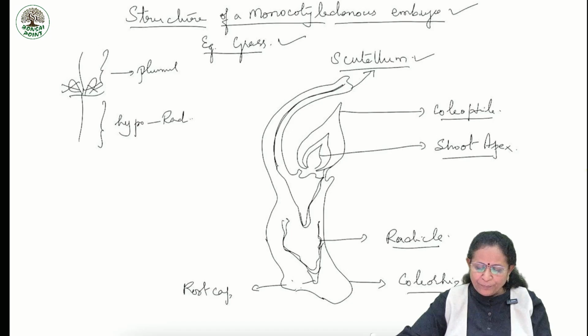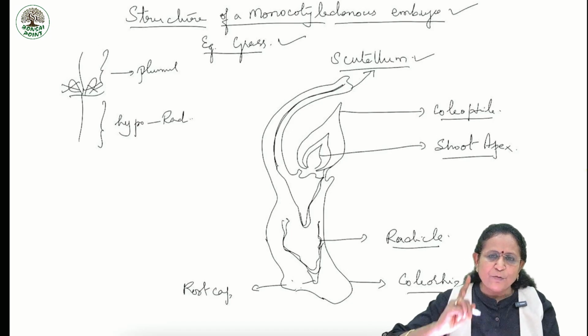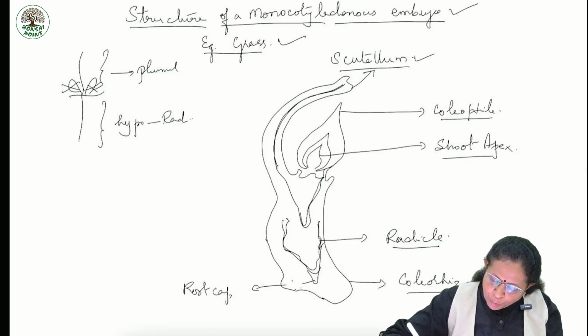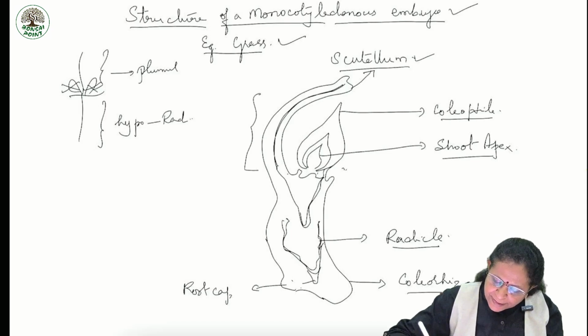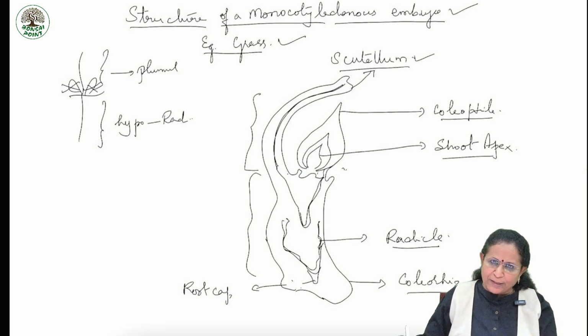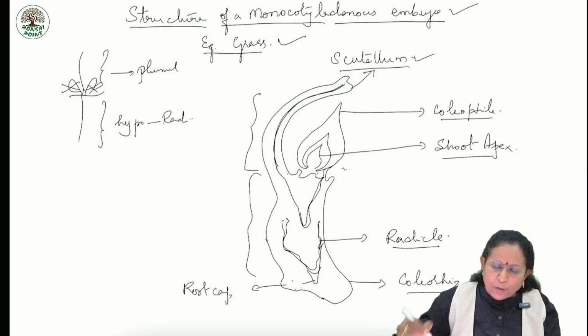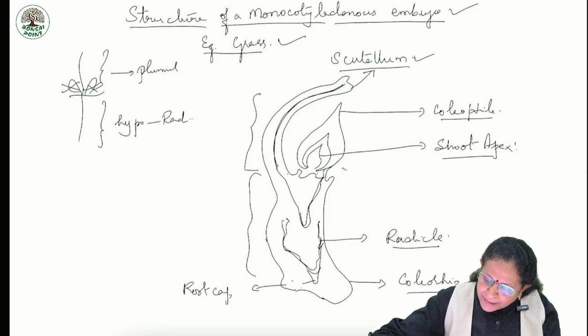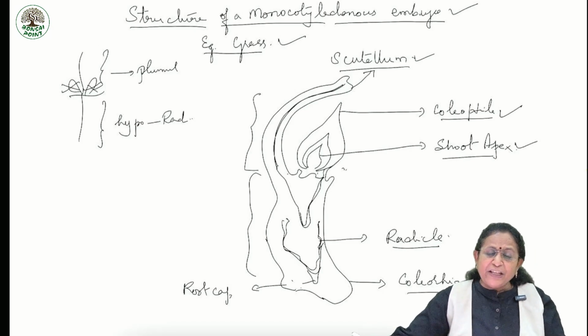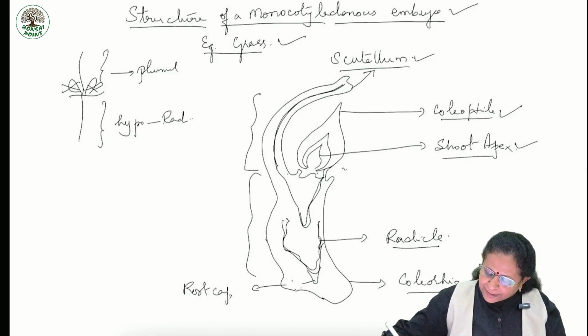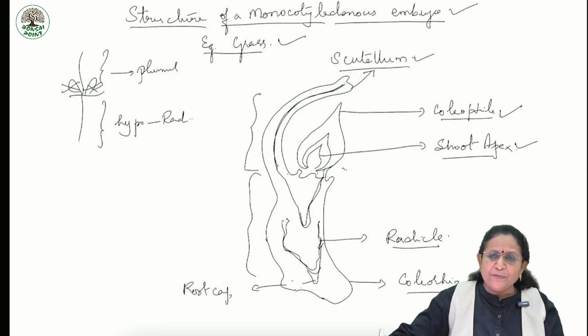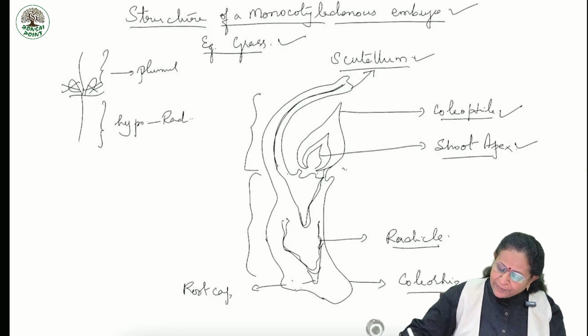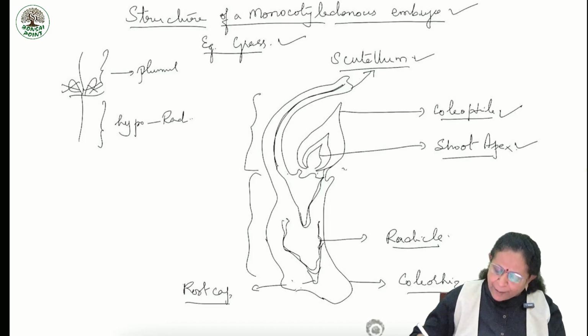Let me repeat once more. Monocotyledonous embryo consists of only one cotyledon. That cotyledon is called scutellum. The portion above the level of cotyledon is said to be epicotyl. The portion below the level of cotyledon is said to be hypocotyl. This epicotyl has shoot apex covered by an undifferentiated sheath which is called coleoptile. Similarly, radicle is covered by an undifferentiated sheath which is called coleorhiza. This radicle is protected by root cap.